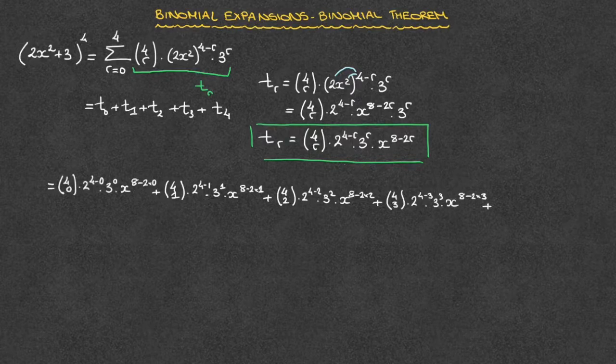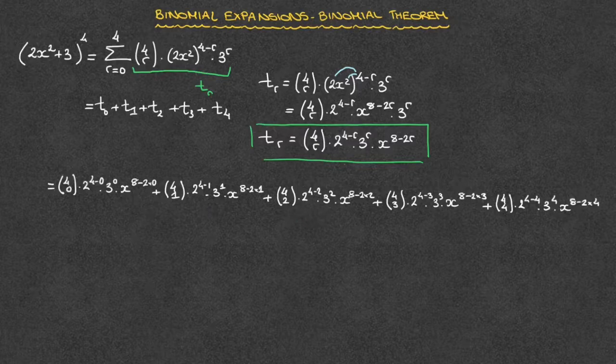Finally, we add to that T4, for which we replace every single r that we see by 4. So that would be the binomial coefficient (4 choose 4) times 2 raised to the power of 4 minus 4 times 3 raised to the power of 4 times x to the power of 8 minus 2 times 4. And at this stage, we have written all of the terms in our expansion. But now we need to simplify each of these as much as possible. The first thing I like to do is take care of any powers of numbers, so in this case 2 and 3, as well as any powers of x in each of these terms.